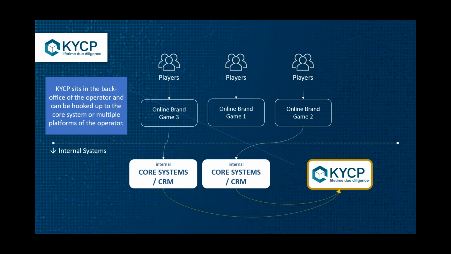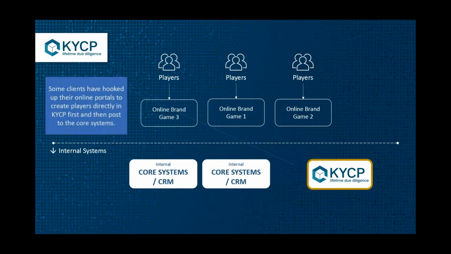One of the common ways is where, through the multiple core systems, via the API of KYC Portal, the information is received from the players through the online portals, goes to the core systems, and then from the core systems it's pushed into KYC Portal, and then KYC Portal updates back the core systems with the data that is needed.